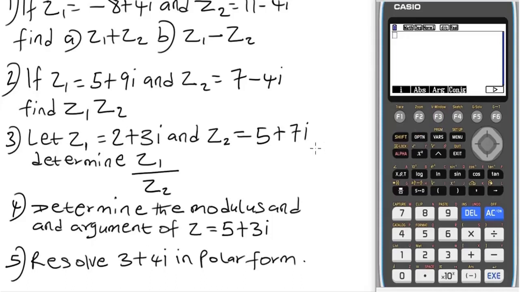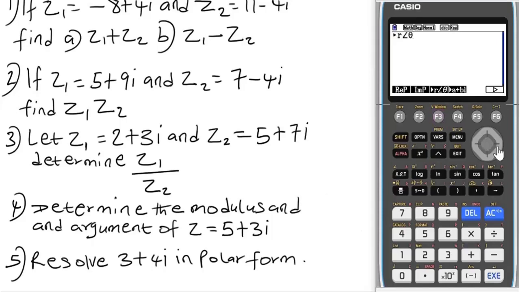It says resolve this value 3 plus 4i in polar form. Now we are asked to convert this complex number from rectangular form to polar form. All you have to do is press F6 for next. So this is it. This symbol under F3, arrow angle theta, is what we're going to use to convert it from rectangular form to polar form. So let's press it.